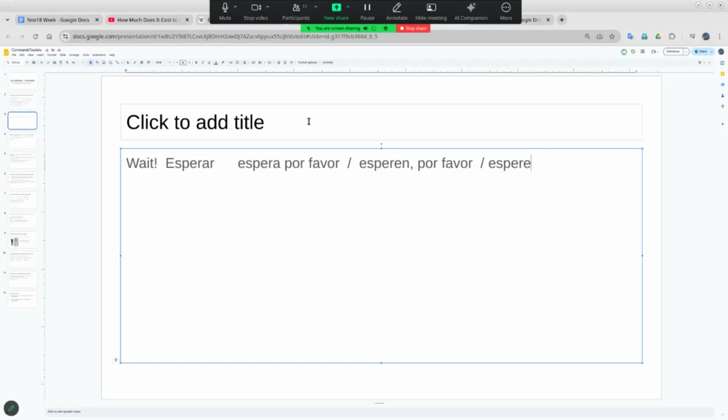If you are speaking to people you know well, do you still change it? In Spain, yes. Anywhere else, no. It's always esperen for you guys in Latin America, because the only you-guys command they have in Latin America is ustedes. In Spain, there's a separate set of commands for vosotros. So if it's plural, it doesn't make any difference. The plural you gets the N.